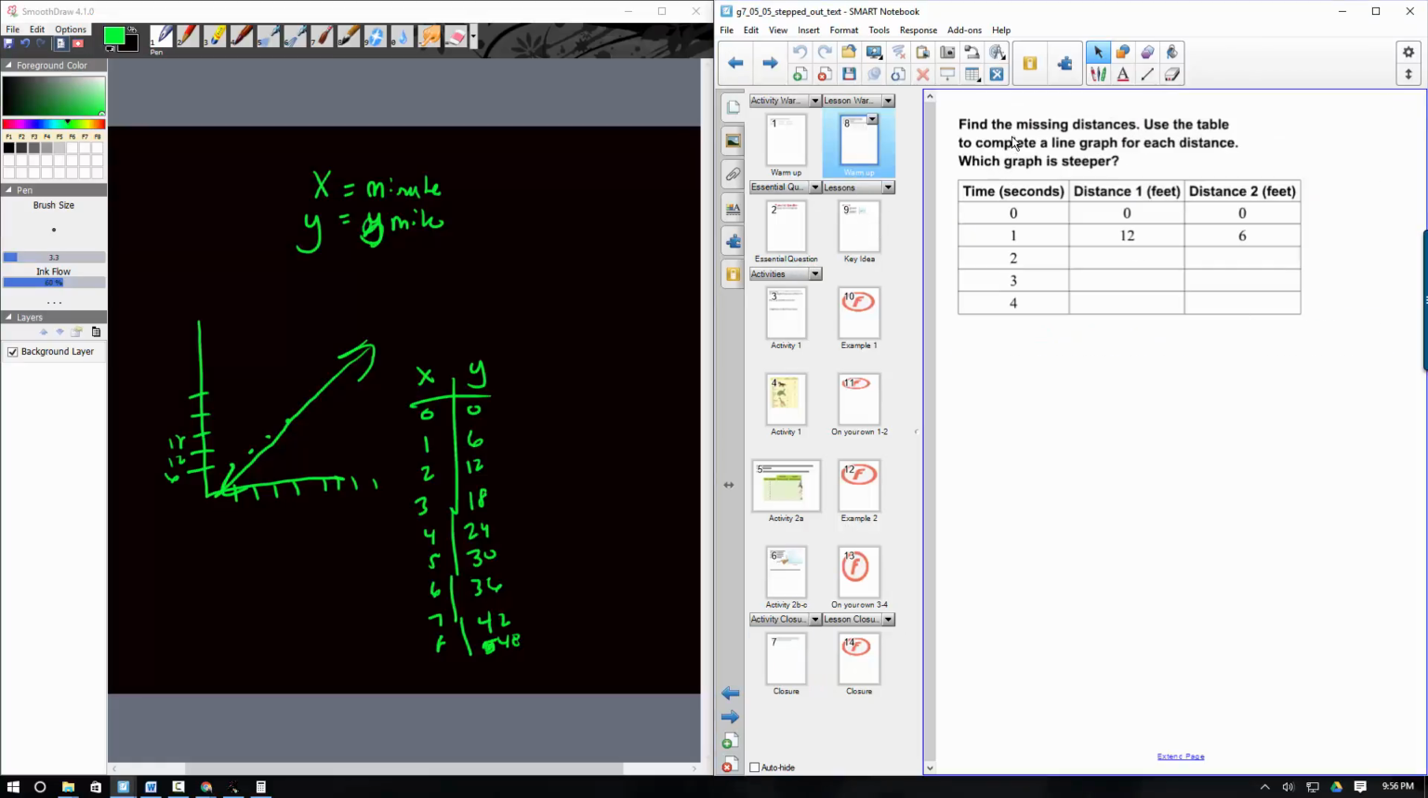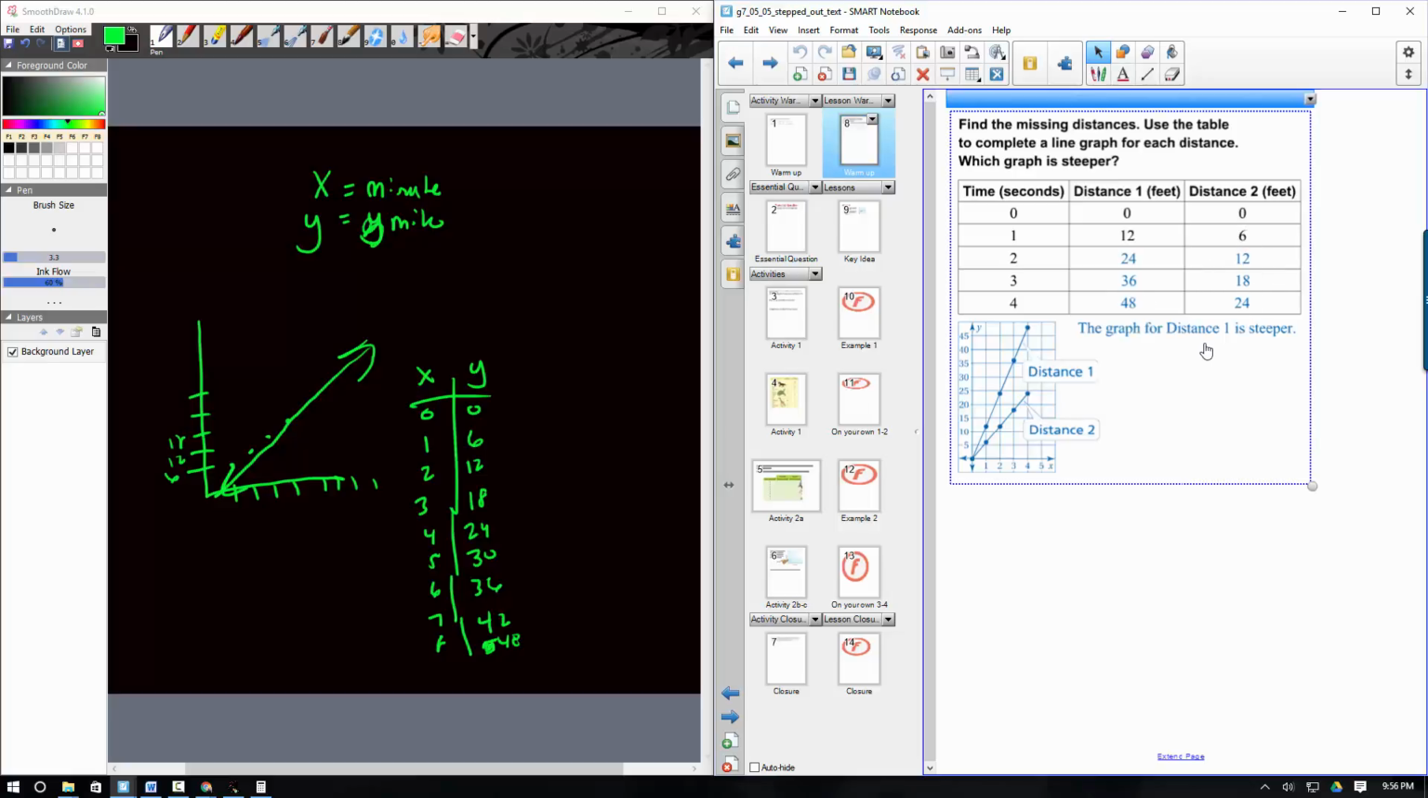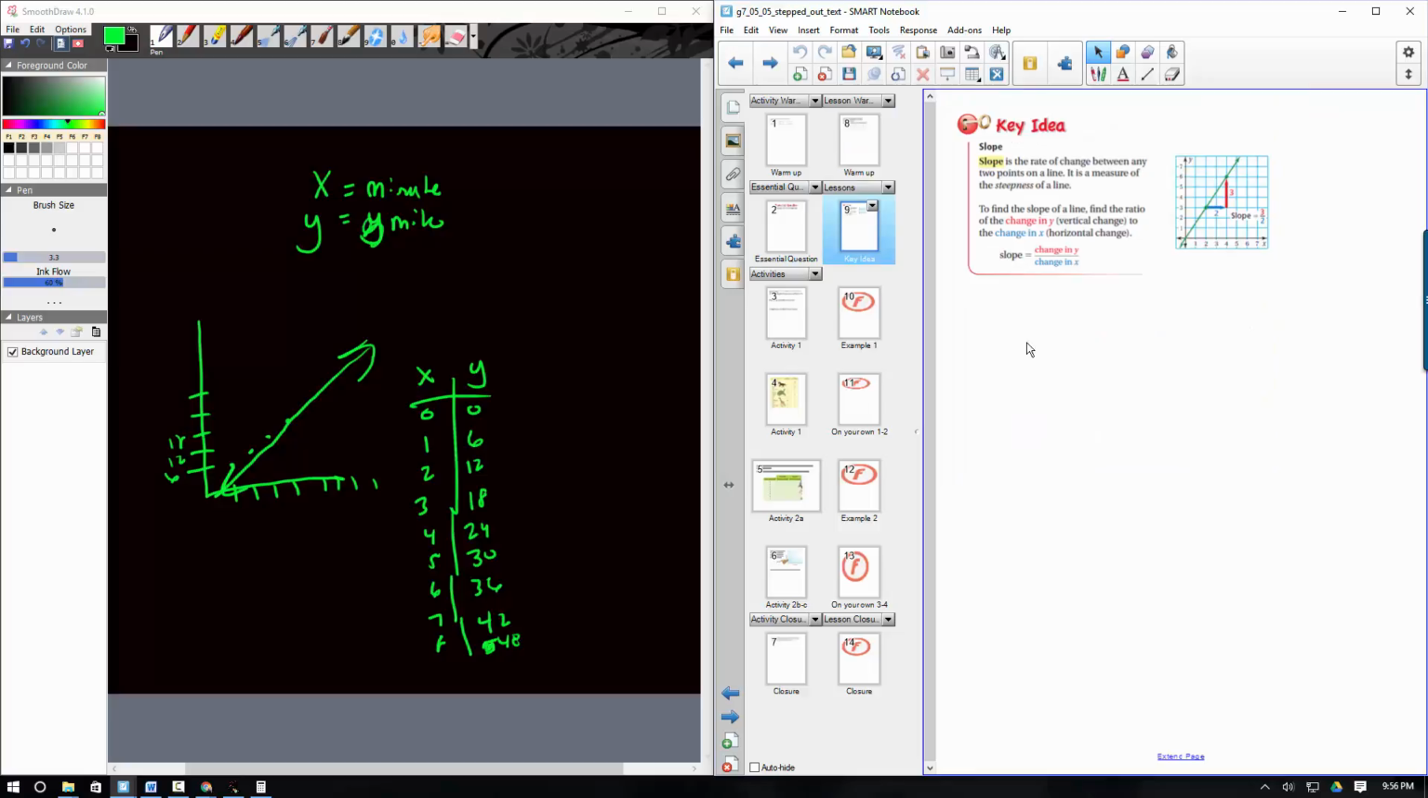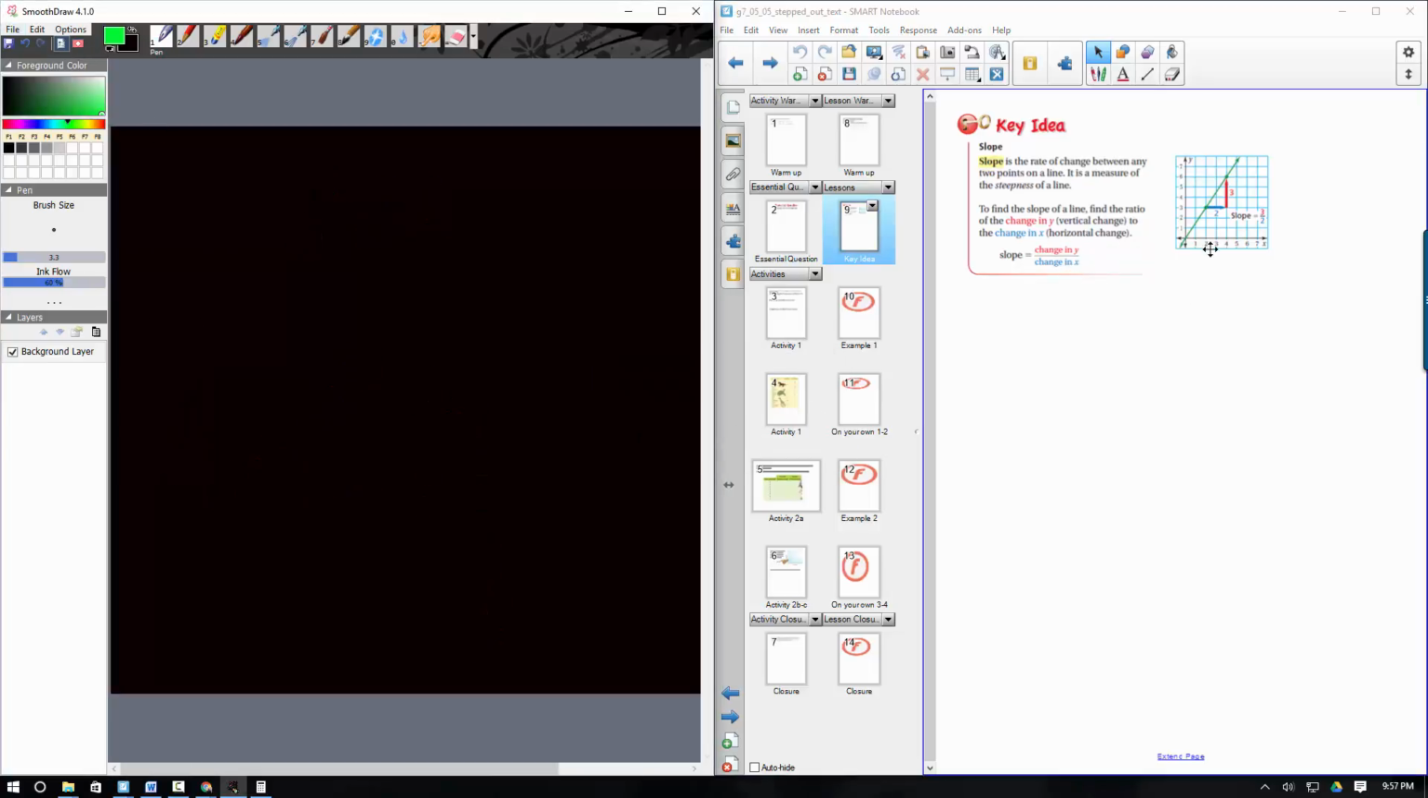All right, so now it says find the missing distances. If this is 0 going up by 12, then this would be 24, 36, and so on. This is going up by 6, so 12, 18. So there it is. This graph will be steeper because it's going up more every second. This is called a slope, and this is a really important concept for what we have coming up with graphing. This is really the change in y over the change in x, and that's what we'll be focusing on during this class period.